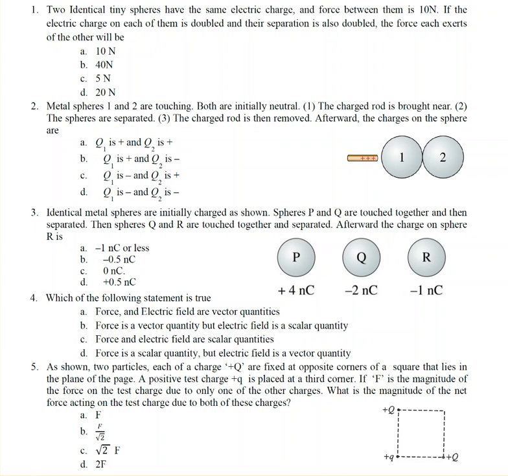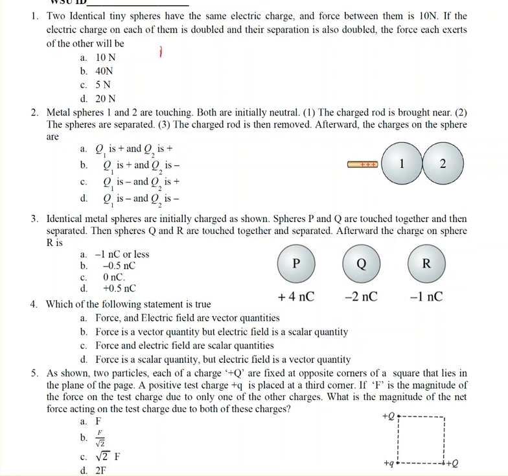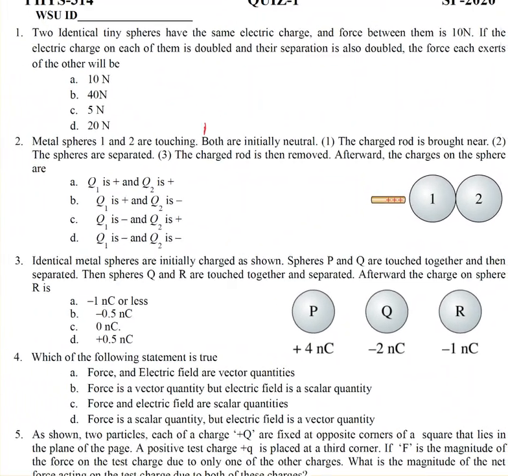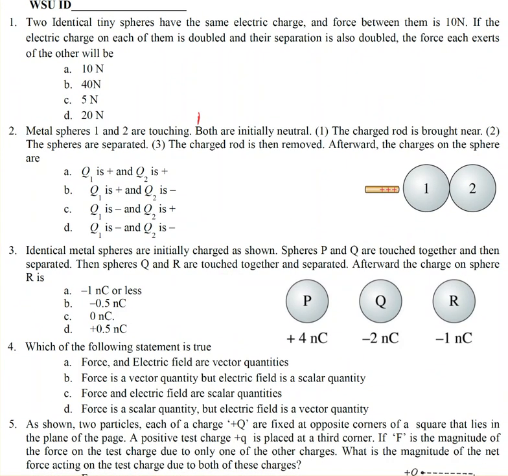So the first question: two identical tiny spheres have the same electric charge and the force between them is 10 Newton. If the electric charge on each of them is doubled and their separation is also doubled, the force each exerts on the other will be? So we know the formula, F equal to K Q1 Q2 over R square. This value is 10. Now what is he saying?